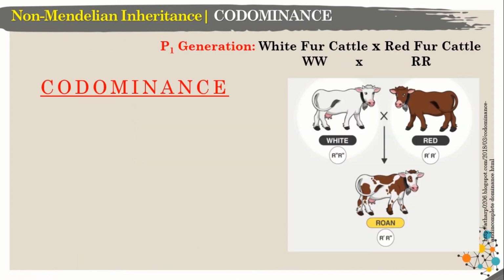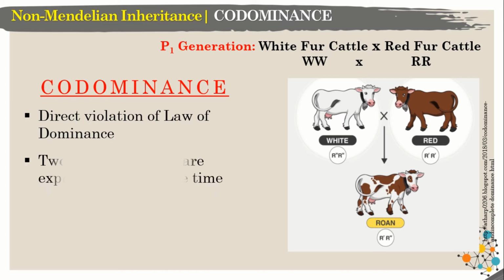Okay. Next one, codominance. From the word itself, dominance. So that means there is a presence of dominant gene. But we have the word co. So how is this codominance different from incomplete dominance? Okay, as we said, codominance is the direct violation of the law of dominance. Why? Because two dominant genes are expressed at the same time.